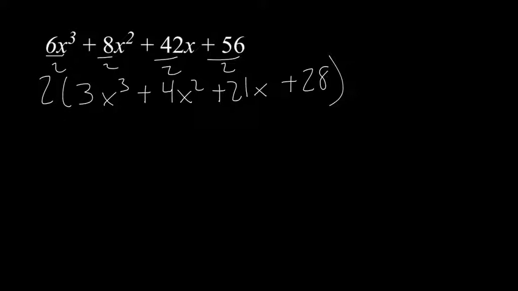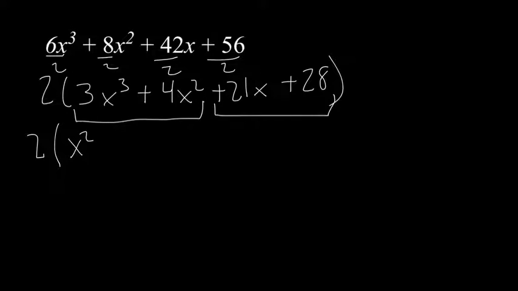All right, then we look to separate what's here to factor by grouping. We're going to group the first two and the second two terms. In the first two terms here, the only common factor I see is that x squared. So we're going to pull out the x squared. Remember, we still have that 2 out there. Pull out the x squared, and after dividing by x squared, we're going to be left with 3x plus 4.